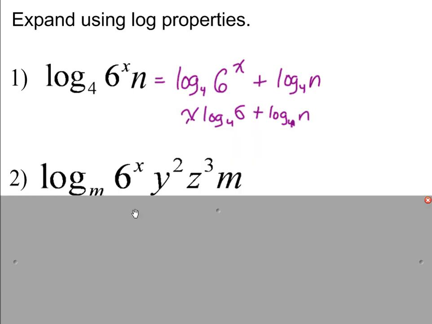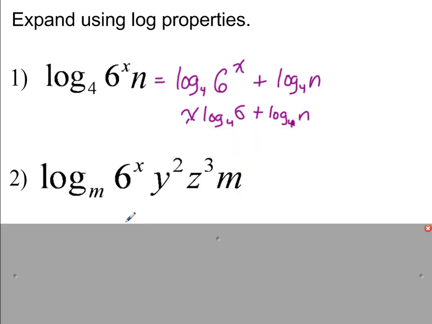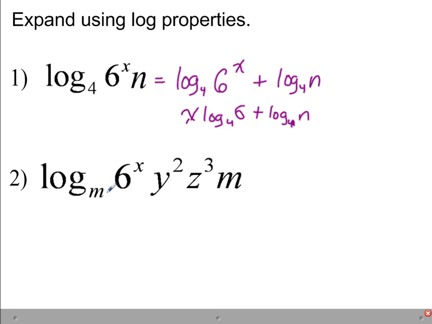Next example. This one's complicated, but we can handle it. Let's break it down into small chunks. How many factors are there? I see 1, 2, 3, 4. Okay, that means we're going to write log 4 times. So let's do it. Log base m, leave a little space. Log base m, leave a little space. Log base m, leave a little space. And log base m.